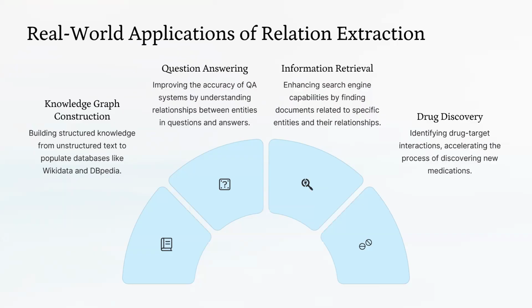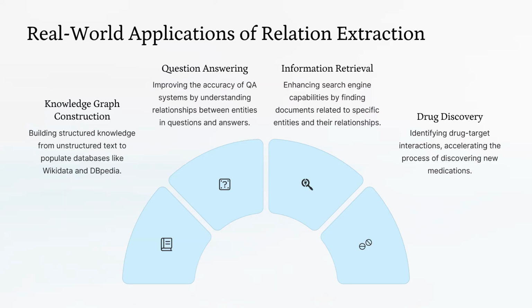Going into depth, knowledge graph construction is about building structured knowledge from unstructured text by identifying relationships between entities. This structured knowledge is then used to populate large databases such as Wikidata and DBpedia. Knowledge graph search helps search engines, recommendation systems, and virtual assistants enable machines to better understand and connect information between the text data.